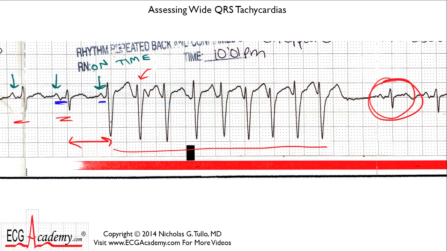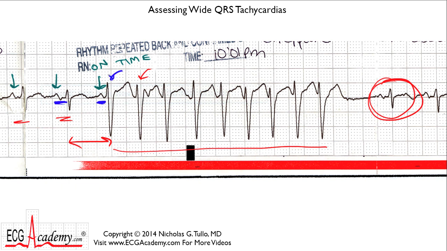And the QRS is clearly different. Now that PR is so short that this P wave could not have possibly gotten through the AV node. Remember, the AV node delays the signal, right? Why would the AV node suddenly not delay the signal? How could this P wave suddenly get to the ventricles early? Well, the answer is it didn't.